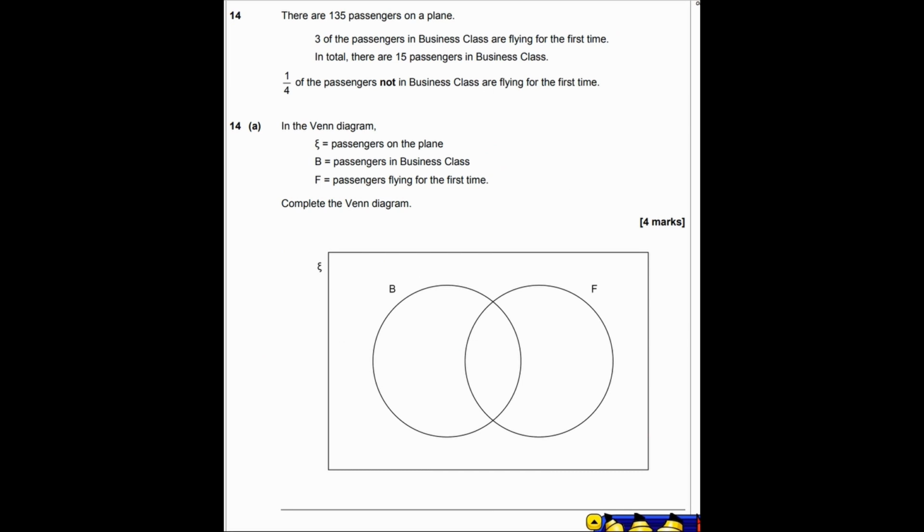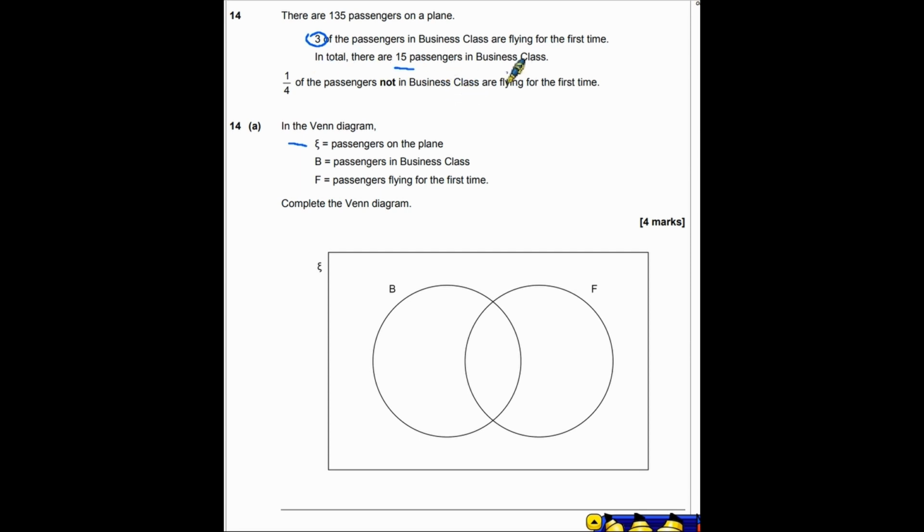In question 14, we are completing a Venn diagram, and here's the information we've got. There are 135 passengers on a plane, so that is our total universe, total number of passengers on a plane. 3 of the passengers in business class, the left-hand circle is business class, are flying for the first time. And in total, there are 15 passengers in business class.